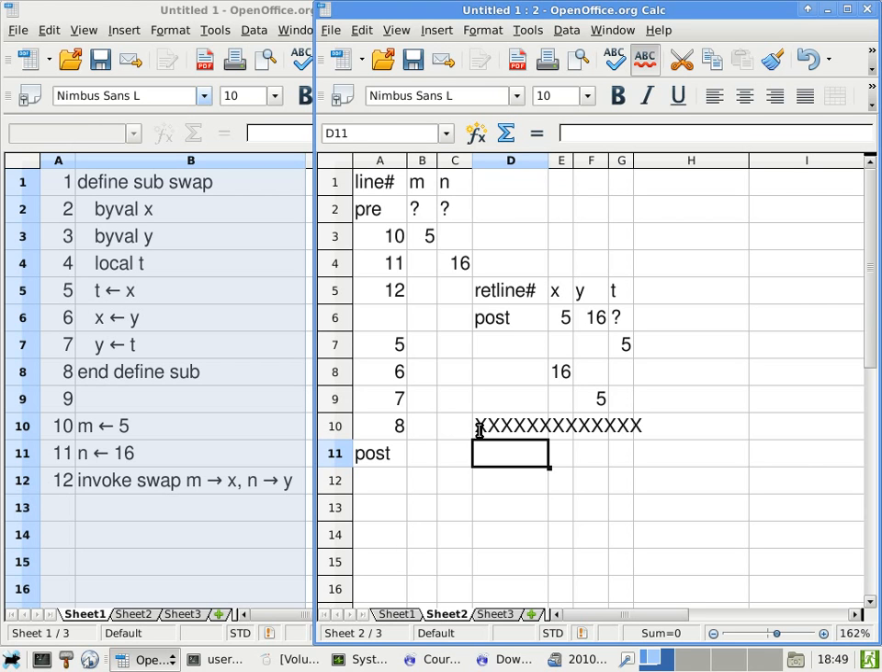And that's why when we specify by-val parameters, you can see that the arrow goes only one way. Okay? Whatever happens to X cannot go back to M. Whatever happens to Y cannot go back to N.